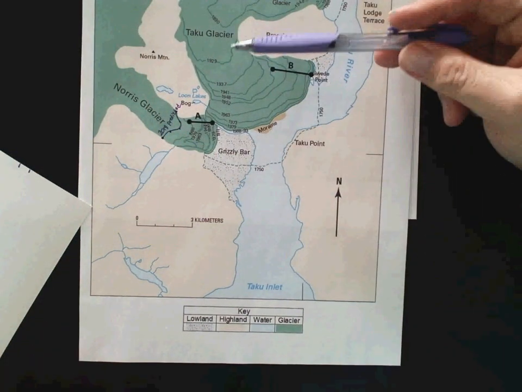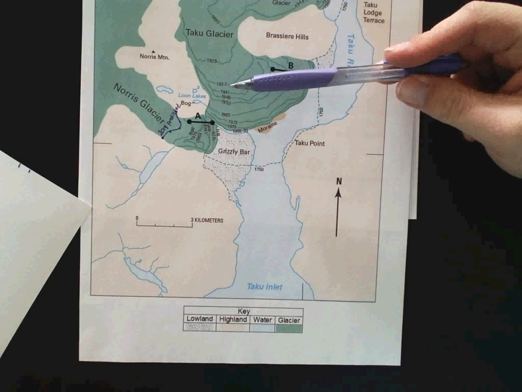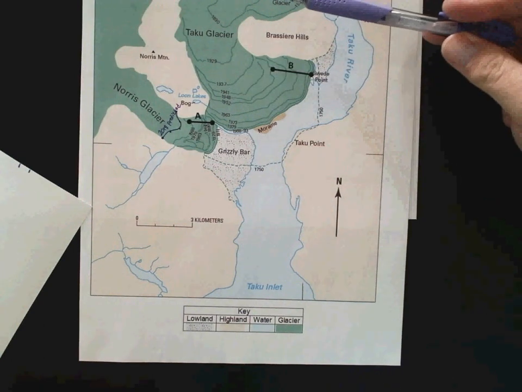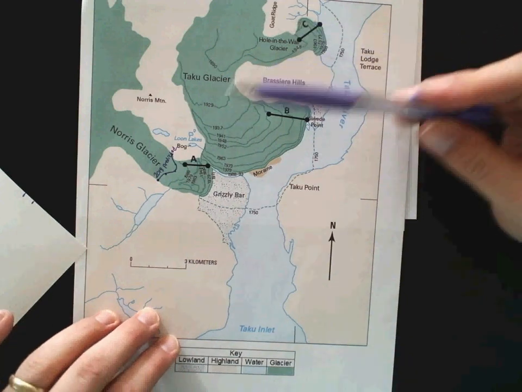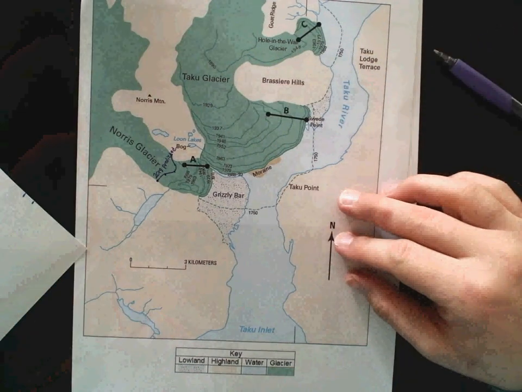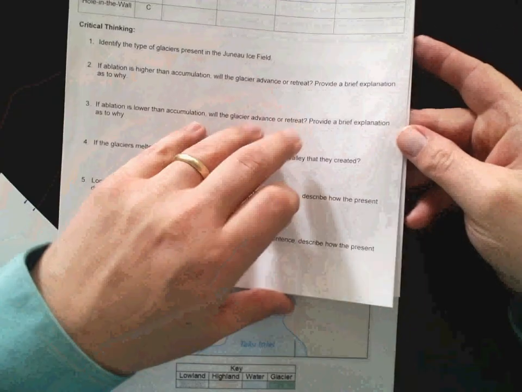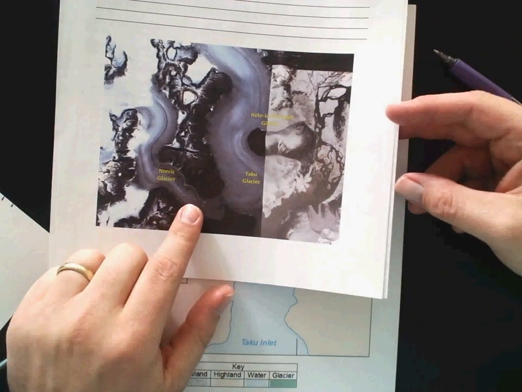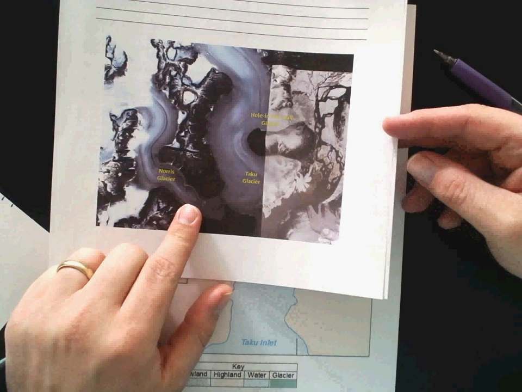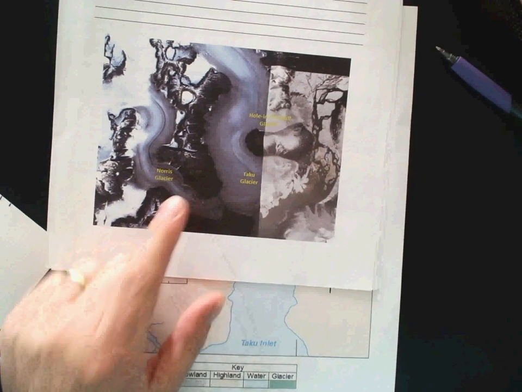And that is about it. You just need to go ahead and do that again for the Takao Glacier and then the hole-in-the-wall glacier here. You'll then need to compare to the image that I gave you on the last page right here of the actual locations to see if your predictions were correct.